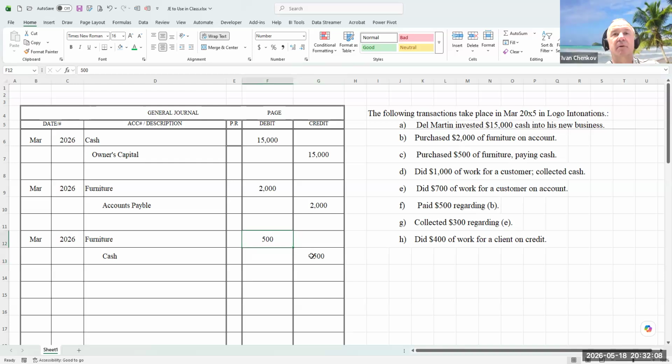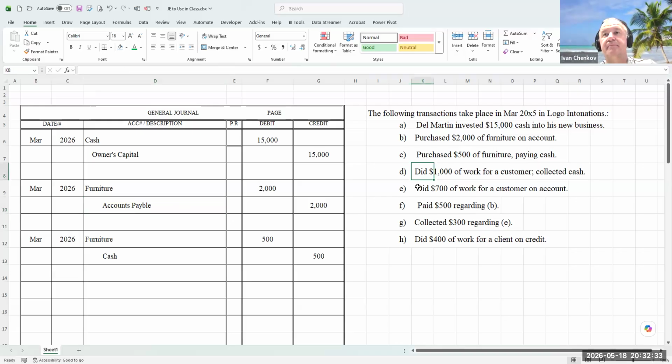So in one case, one asset goes up and another asset goes down. What happened in the previous one? One asset goes up and liability goes up. Why? Because accounts payable is a liability account, and every time we put something on the credit side of liability, liability is increasing.